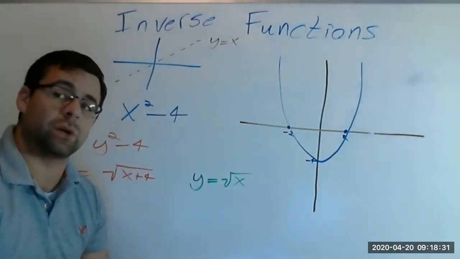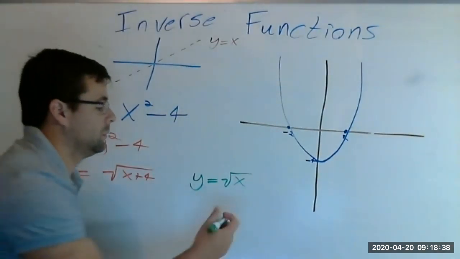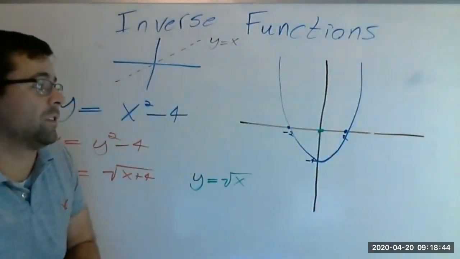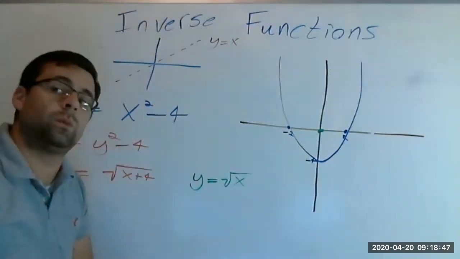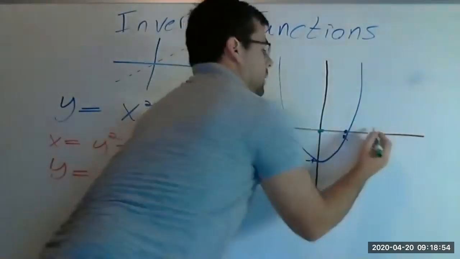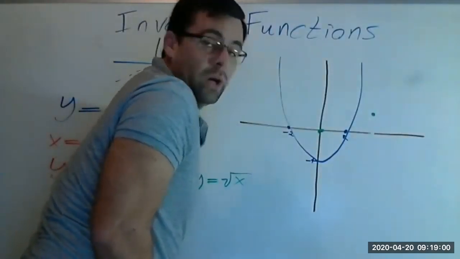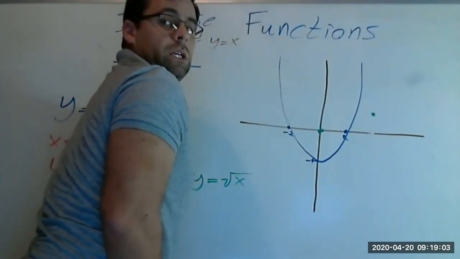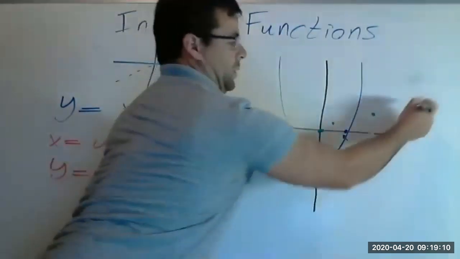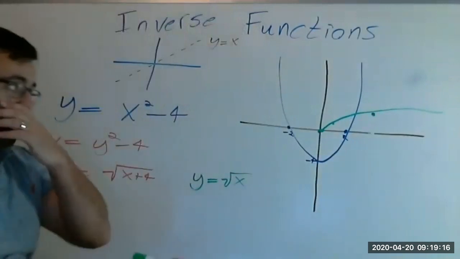When x equals 0, what does y equal? 0. When x equals 4, what does y equal? 2. So 4. What about when x equals 1? 1. And then if you keep going, 9 and 3, but you get something that looks like that. Okay?